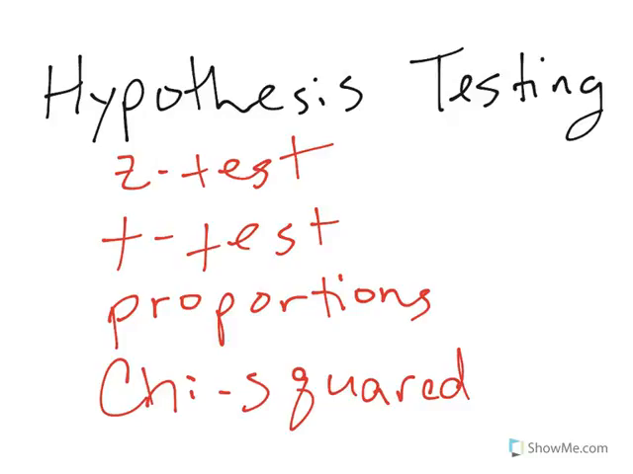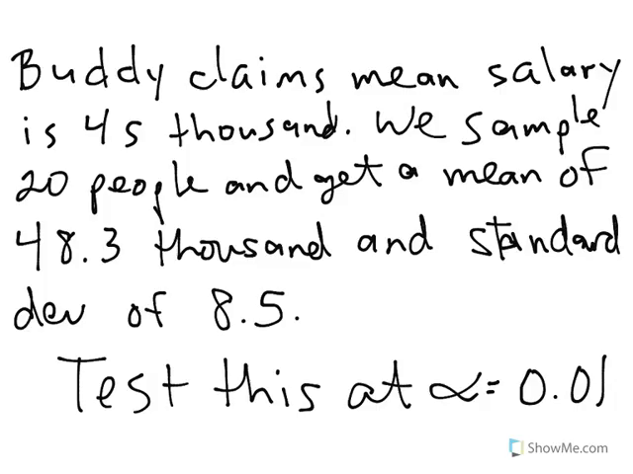So let's look at an example. Our friend Buddy claims the mean salary is $45,000. We sample 20 people and get a mean of $48.3 thousand with a standard deviation of 8.5. We're going to test his claim at alpha is 0.01. All right, now, this seems like it's got a lot of words. Well, let's figure out what we're talking about.